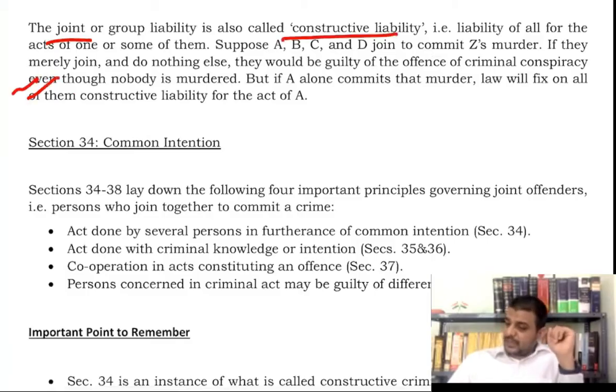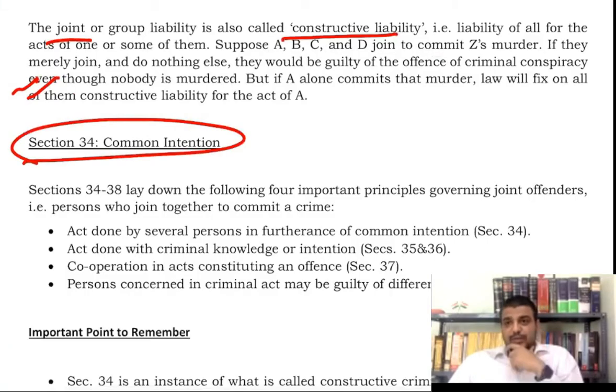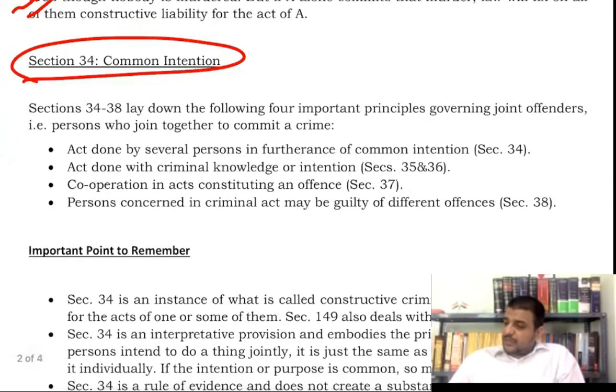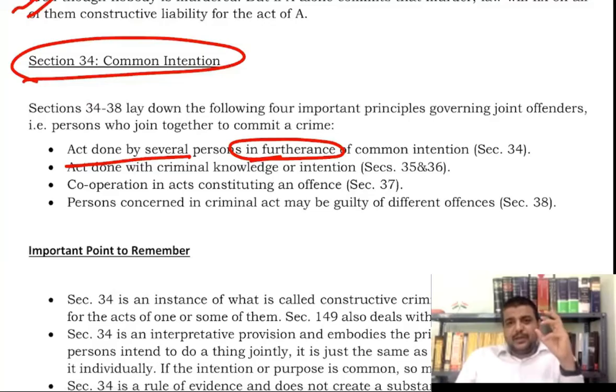Then the common intention, Section 34. What is the meaning of common intention? Here, if you remember, the words are: act done by several persons in furtherance of common intention. Now, there are a lot of case laws to determine the meaning of furtherance. How do you determine furtherance?